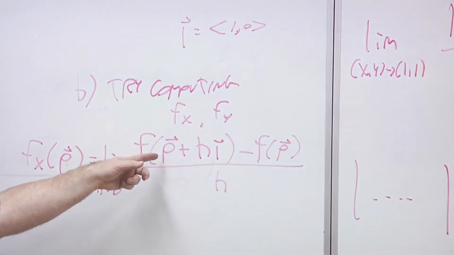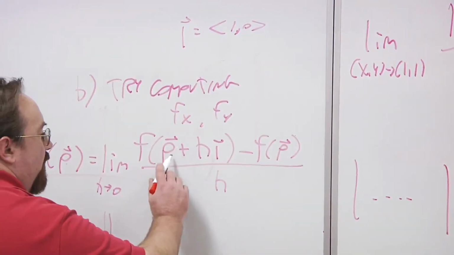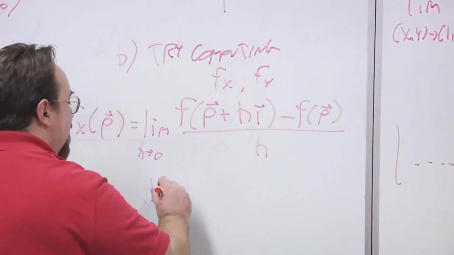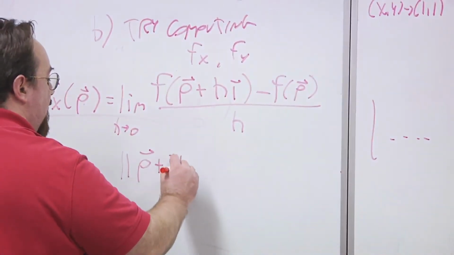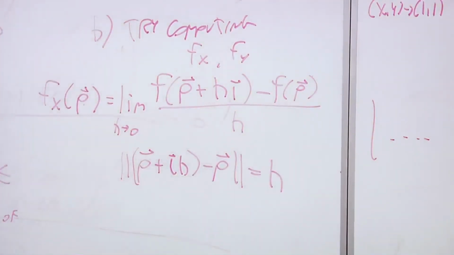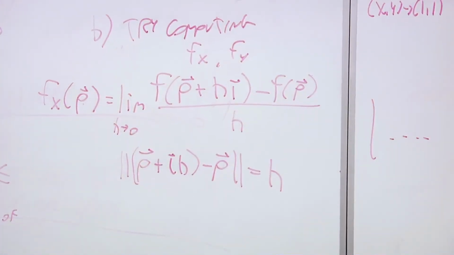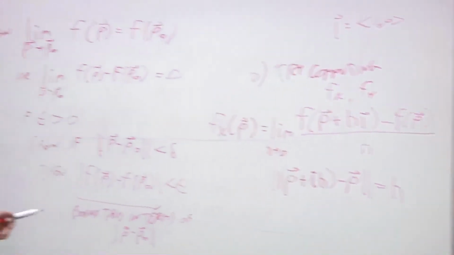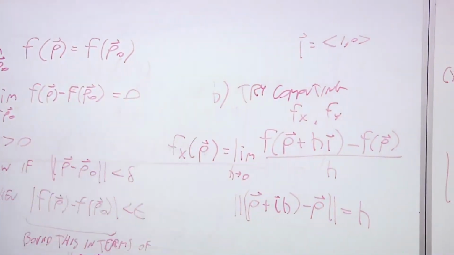Go back to what the problem is saying about how the difference in function values relates to the distance between the points where our functions are being evaluated. If we look at this difference of vectors, p plus i h minus p, that distance is h, which is exactly what you have here in the denominator, which works nicely for you. And it's essential that the exponent alpha is greater than 1 for this part, otherwise it's not true.